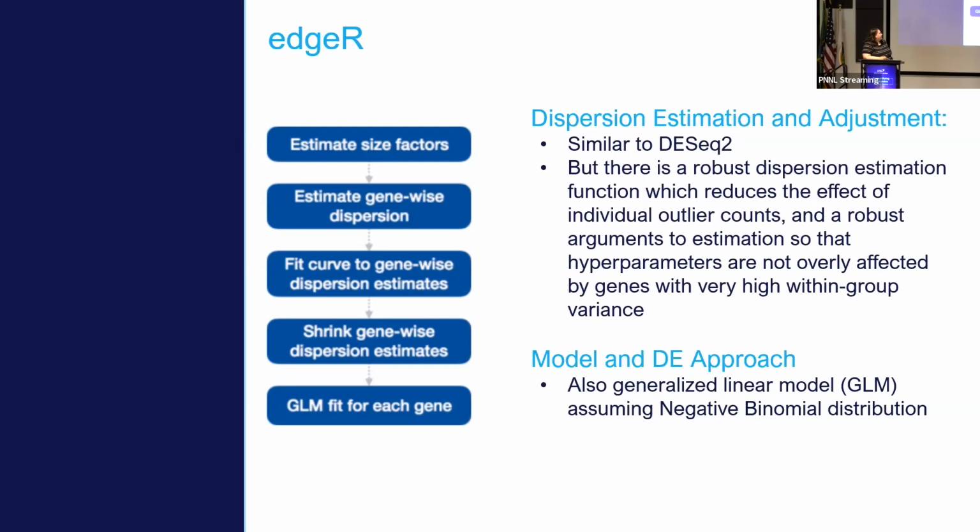The other key thing to mention here is that EdgeR still operates under this assumption that most of your genes are not differentially expressed. And it's going to do the same thing as DESeq2. It is going to also use a generalized linear model with this negative binomial zero-inflated distribution.